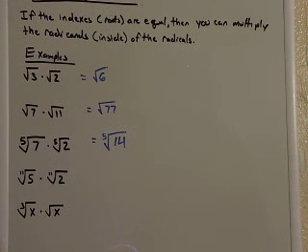Look at the next one. The 11th root of 5 times the 11th root of 2. So once again, the indexes are equal, so we just multiply. So that equals the 11th root of 10.